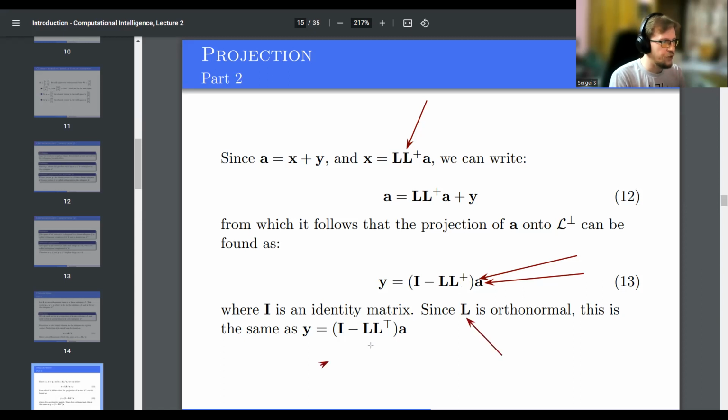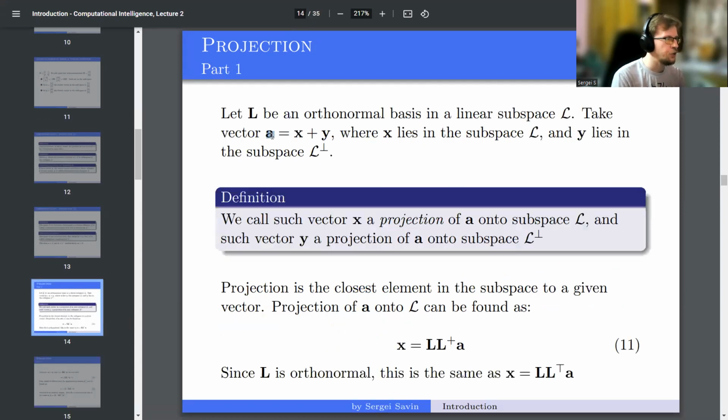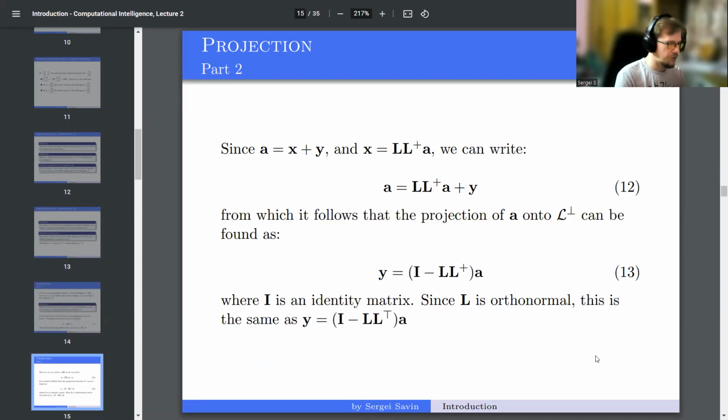Since L is orthonormal, we can also do it with the transpose. So now we saw how to project a vector onto a linear subspace if we know a basis in the subspace. If it is an orthonormal basis, we can do it this way. If we want to project onto the orthogonal complement, we can do it this way. All right. So that is what we have. Any questions so far?